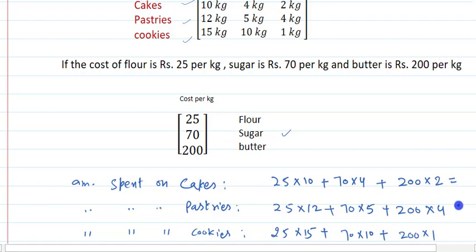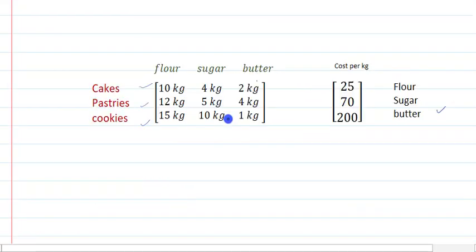So in this way, after calculations, we can find out the amount spent by the baker on cakes, pastries and cookies. Can we find any way to write this multiplication in matrix? Yes, this will explain matrix multiplication. Let us rewrite these two matrices in a different way. Let us write the two matrices in this way.